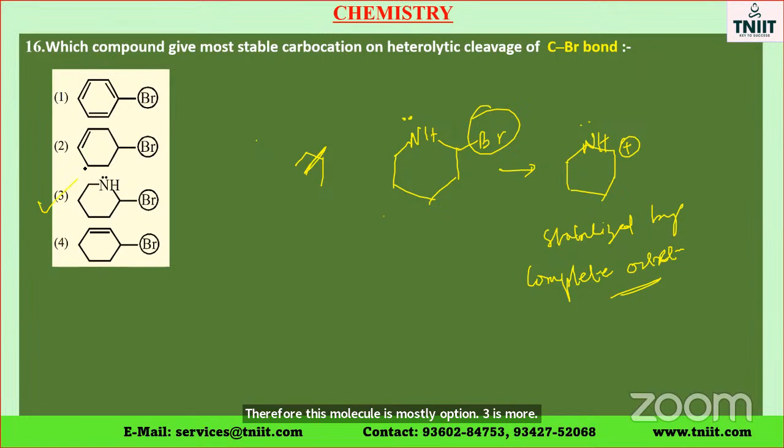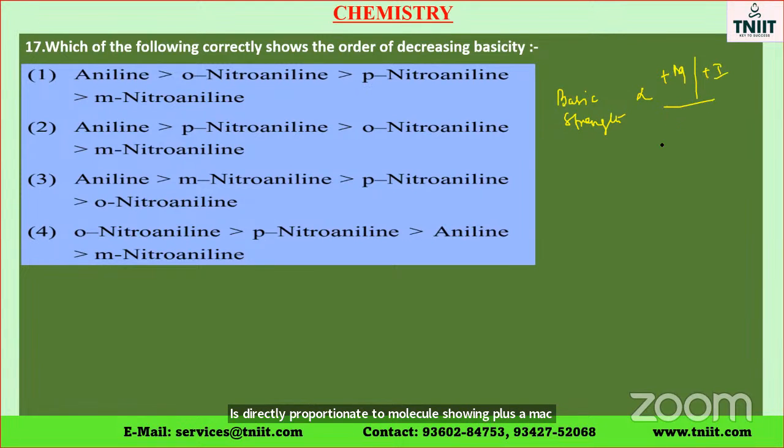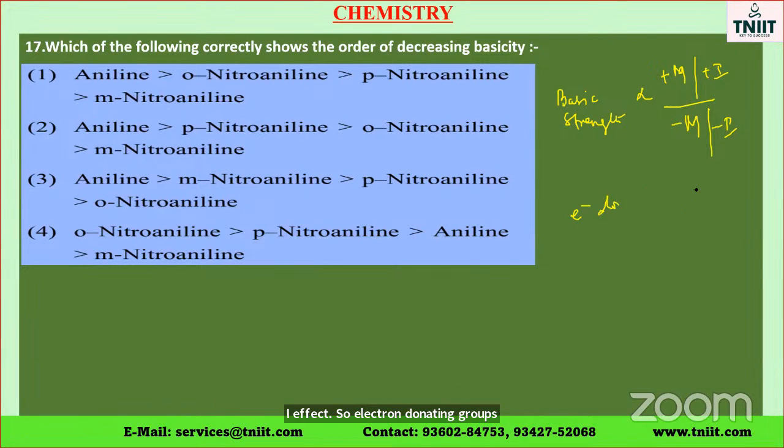The next question. Which of the following correctly shows the order of decreasing basicity? So you should remember, basic strength is directly proportional to molecules showing plus M effect or plus I effect, and basic strength decreases with molecules showing minus M effect or minus I effect. So electron donating groups increase the basicity.